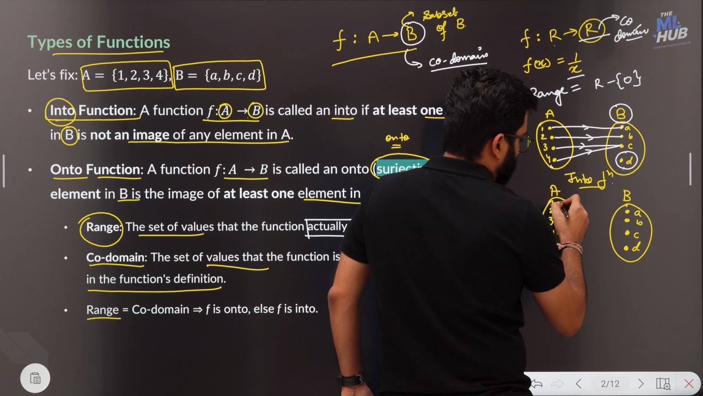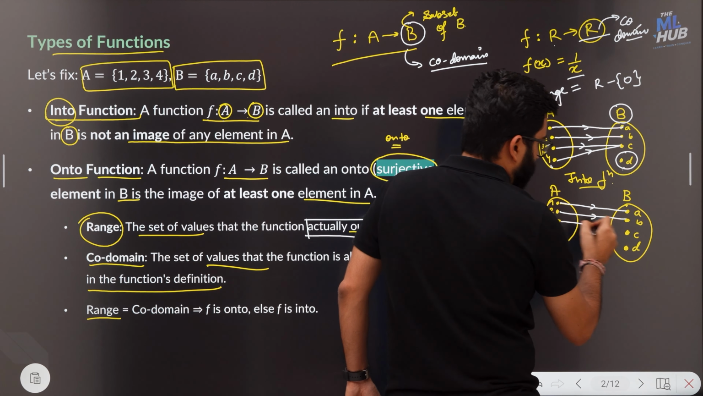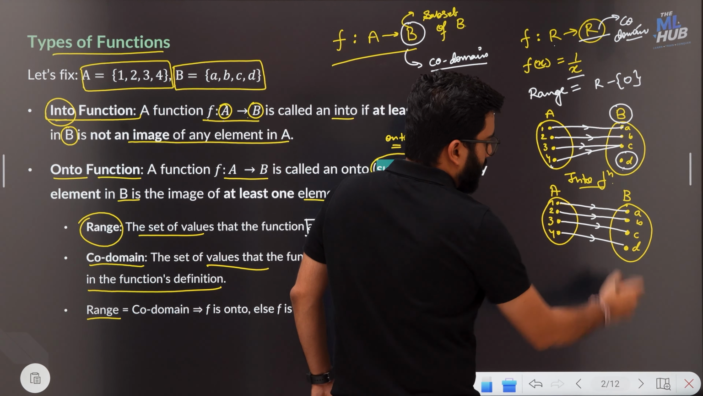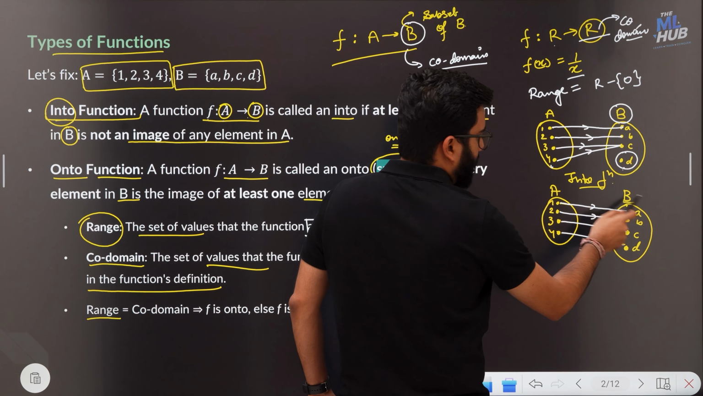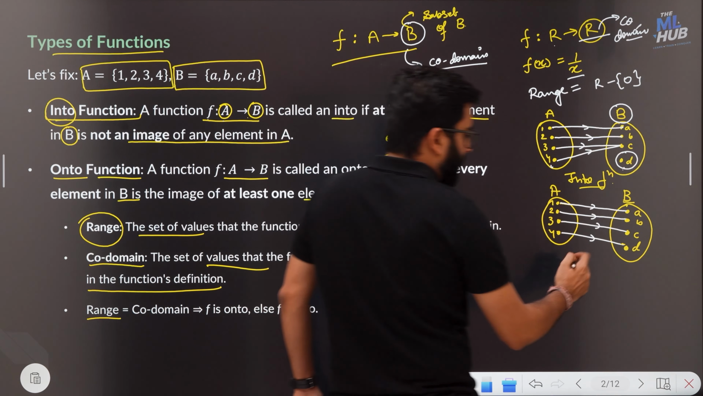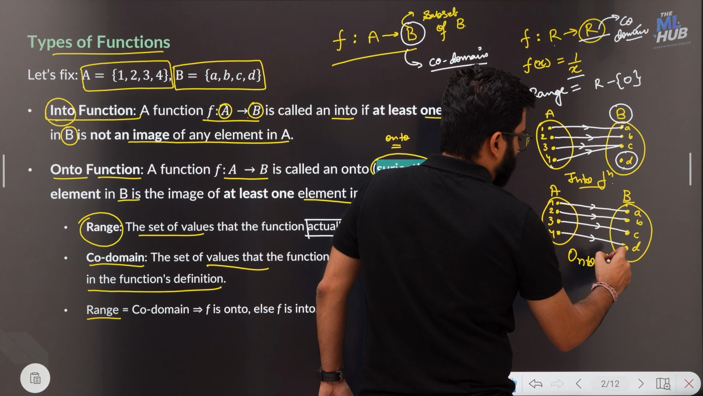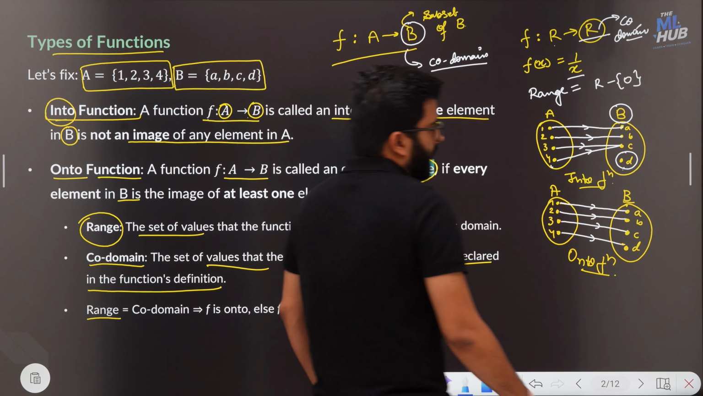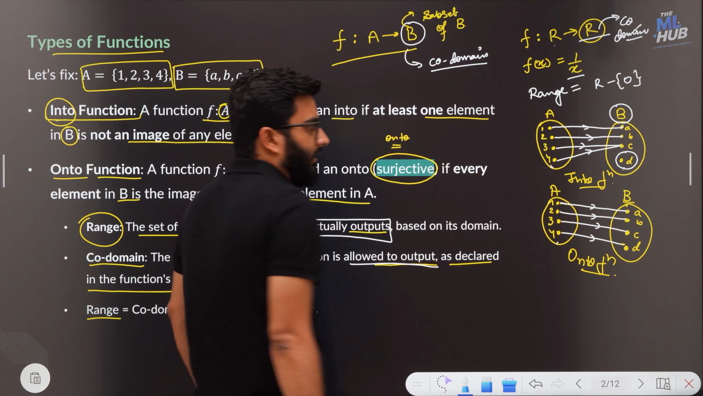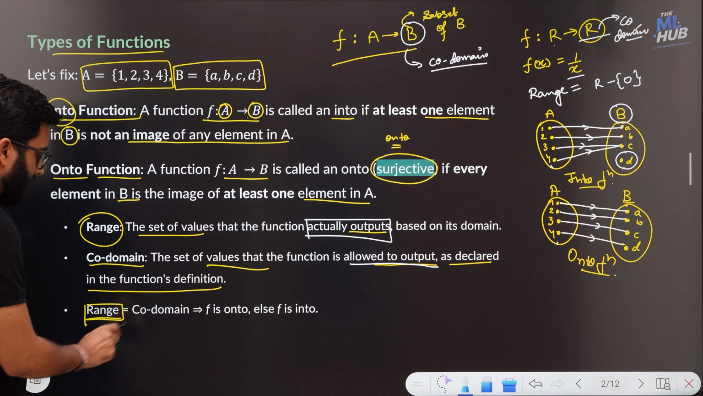So if you have this mapping, 1 is mapped with A, 2 is mapped with B, 3 is mapped with C, and 4 is mapped with D, then there is no element left in set B that does not have a corresponding X in set A. So this is an onto function.